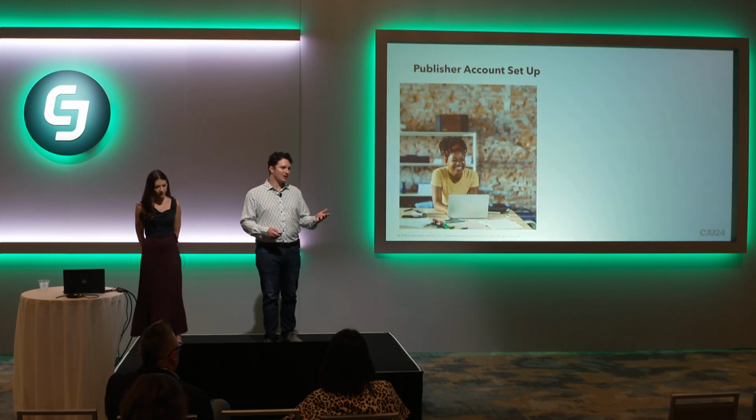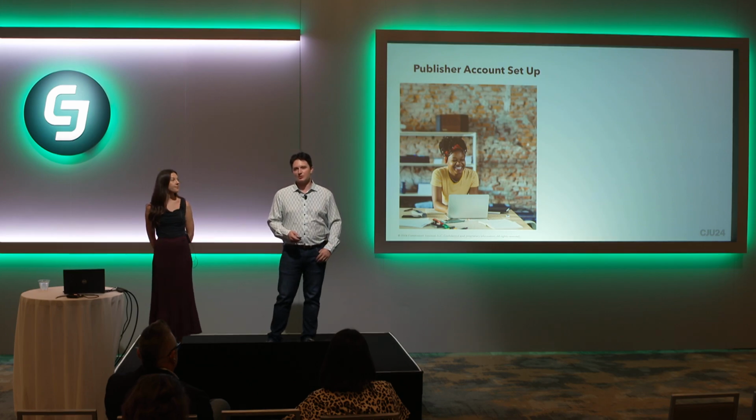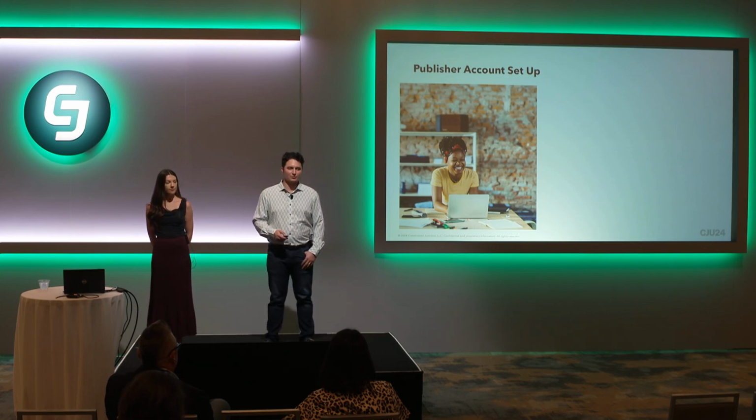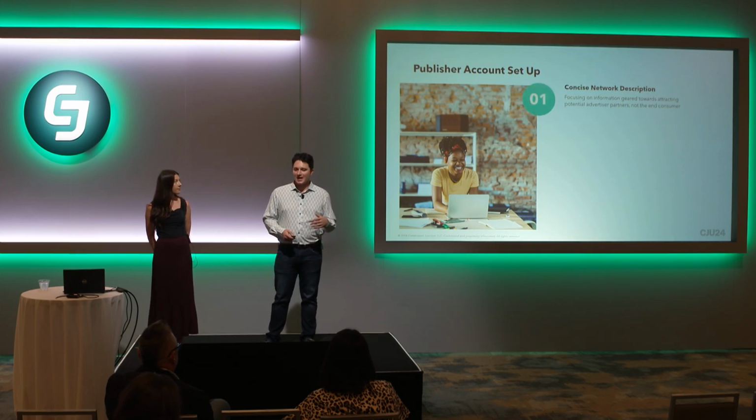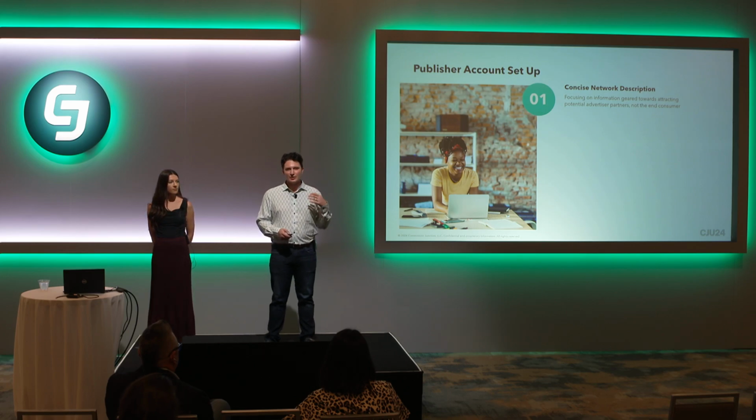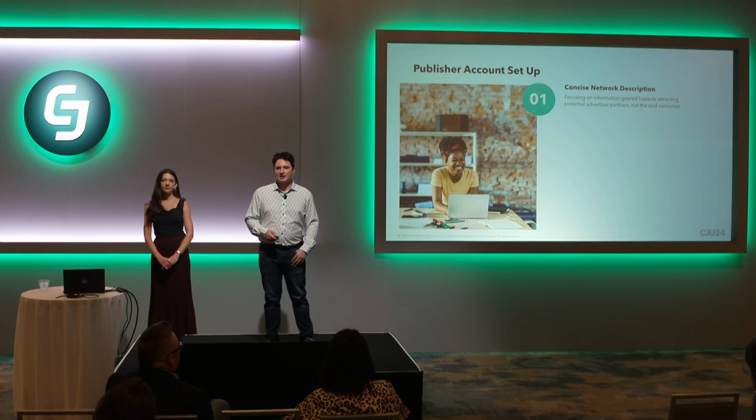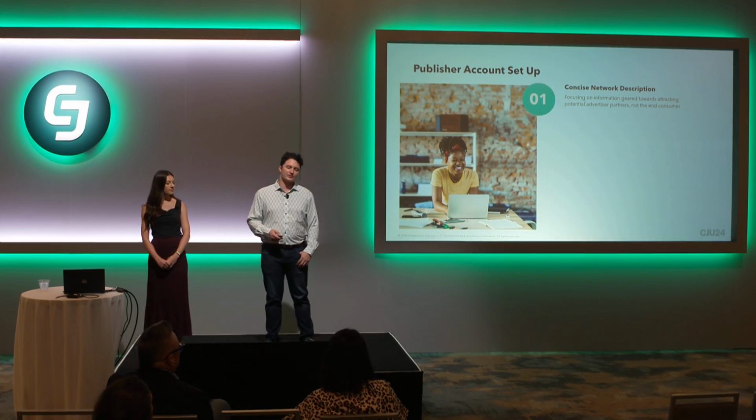So with that, I will go ahead and move us into really those optimal account setup preferences. And being in the pub dev team, we have conversations with our publishers, and we really share these 4 key points. We want to make sure that publishers are creating a concise network description that really gives the most important details to advertisers about how they can work with that publisher, right?